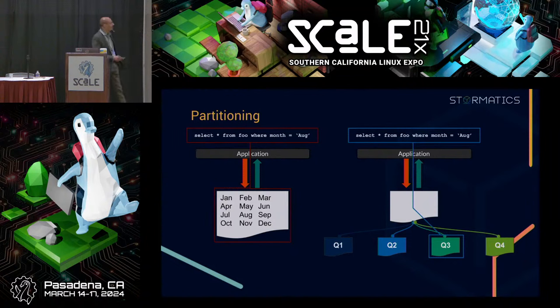Now, if you run a very simple query that is, select star from foo where month is August, what the application does is it queries this database right here, and it needs to scan the table and pick up the data from August. And this, of course, can be a very huge table. Whereas if you use partitions, when you run that same query, you can zero in on the third quarter, and you're now dealing with a much smaller table, much smaller partition over here instead of the larger table, and you will significantly improve the performance of your database and of your queries.